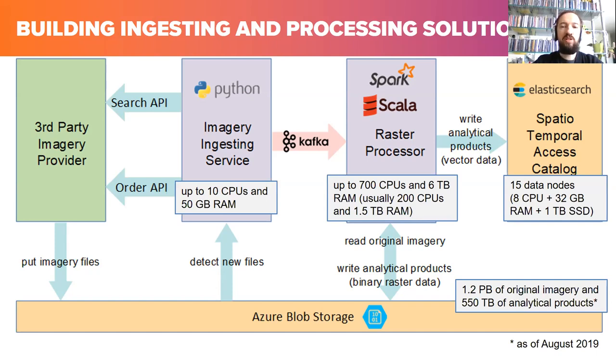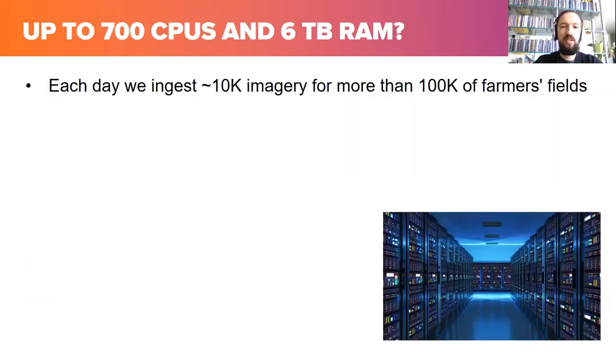But our Spark cluster, or raster processor, is rather huge. It has available capacity of 700 CPUs and 6 terabytes of RAM. It's utilized during peak periods, and usually autoscaling shrinks it down to something like 200 CPUs and 1.5 terabytes of RAM. You may wonder why we need so many CPUs and so much RAM. Please note that we have about 100,000 farmers' fields and have to ingest more than 2,000 imagery on a daily basis.